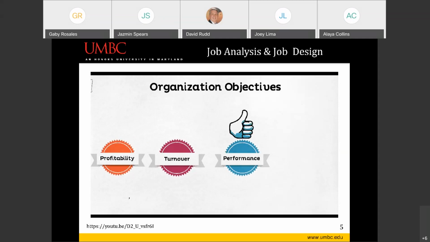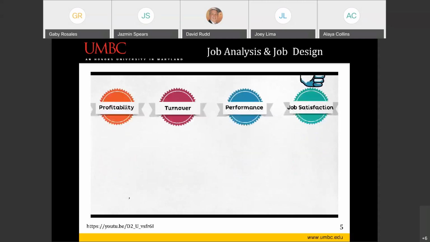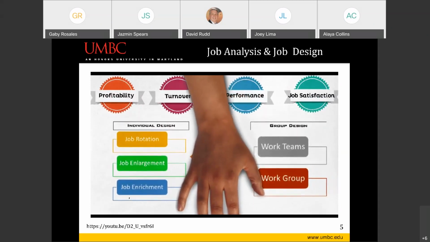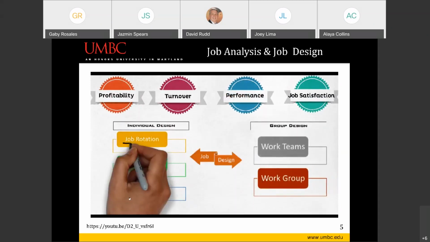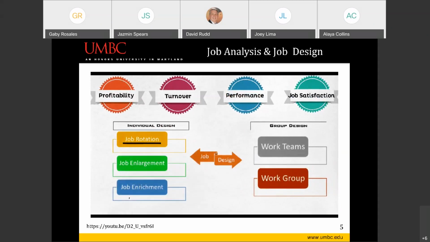And lastly, greater job satisfaction. The employees will perform well if they're satisfied with the job. Now let's see how you can tie these into job design to ensure companies increase profitability. You can do this in 2 types, individual design and group design. The work can be simplified by incorporating job rotation. This is to reduce boredom.